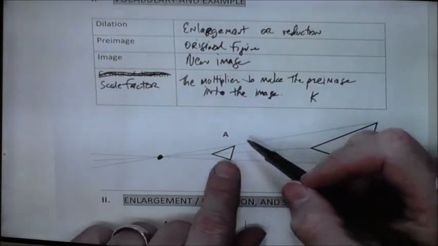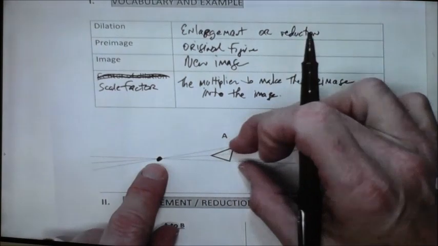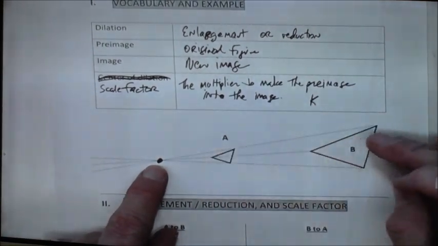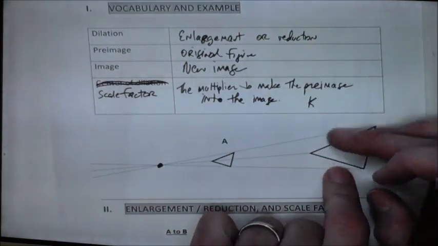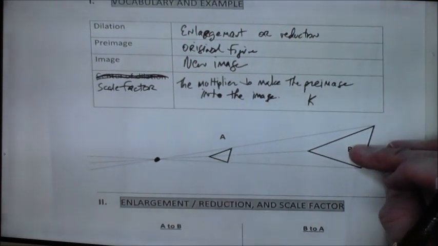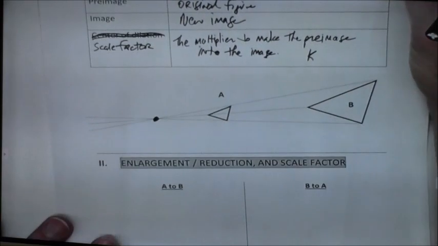So in this case, if we were starting with A, the center of dilation goes up here and shows that B is that this would be the pre-image and this would be the image. Or the other way around, if this one is the one we're starting with and we're reducing it, there's the pre-image and there's the image. So here's what we're going to do with this.